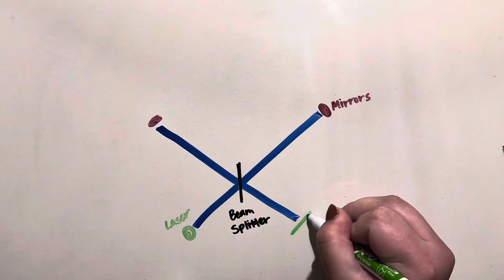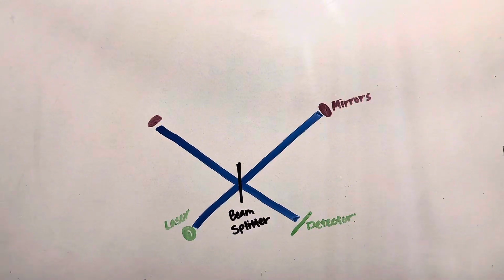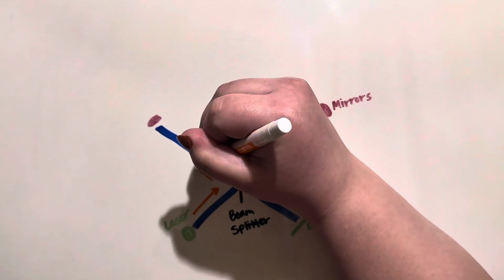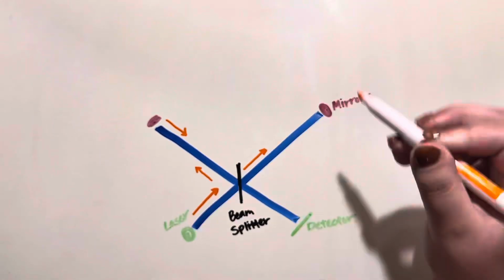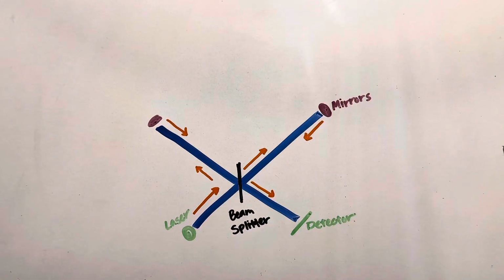Gravitational waves stretch one arm and squeeze the other by an amount smaller than a proton. That tiny difference changes how the beams line up when they return to the detector. That mismatch is how LIGO hears a gravitational wave passing through Earth.